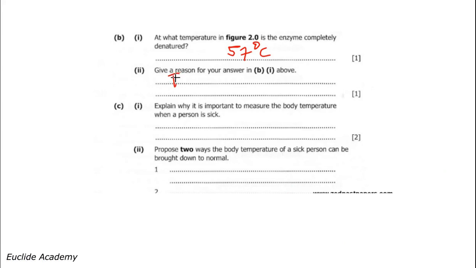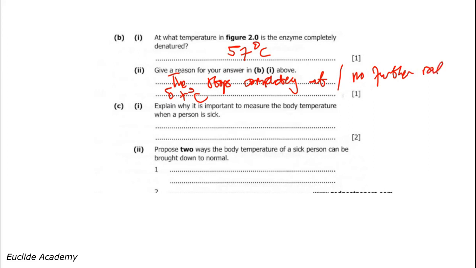Give a reason for your answer in B above. The reaction stops completely at the temperature you picked. Say 57 degrees Celsius, or there is no further increase in the rate of reaction after this temperature. That will be a better option. So there is no further increase in the rate of reaction after that temperature which you've picked. So that will be a reason.